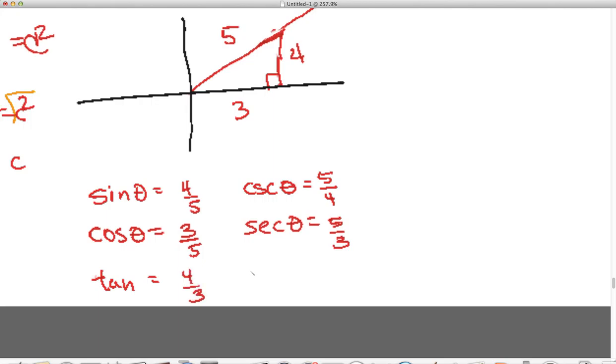Opposite over adjacent. Your theta is the central angle again. Cotangent would be. Okay, pretty straightforward stuff, right? Hopefully it's made sense.